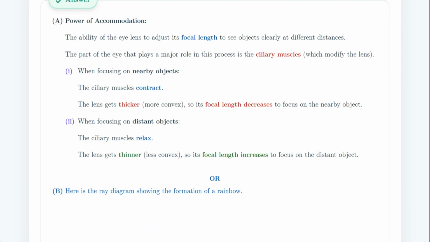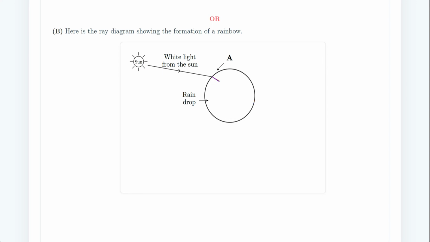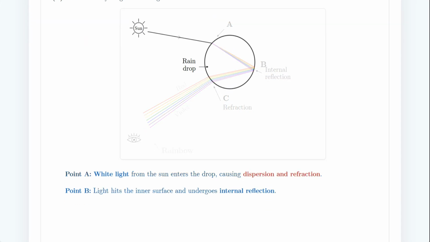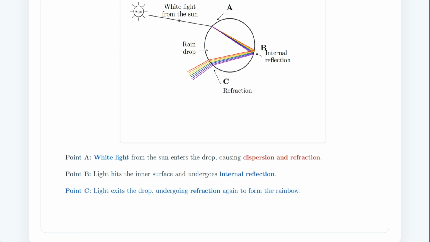Let's answer part B. Here is the ray diagram showing the formation of a rainbow. Observe the diagram carefully. At point A, white light from the sun enters the raindrop, undergoing refraction and dispersion into colors. At point B, the light hits the back of the drop and undergoes internal reflection. Finally, at point C, it exits the drop, refracting again to reach the observer's eye as a rainbow.